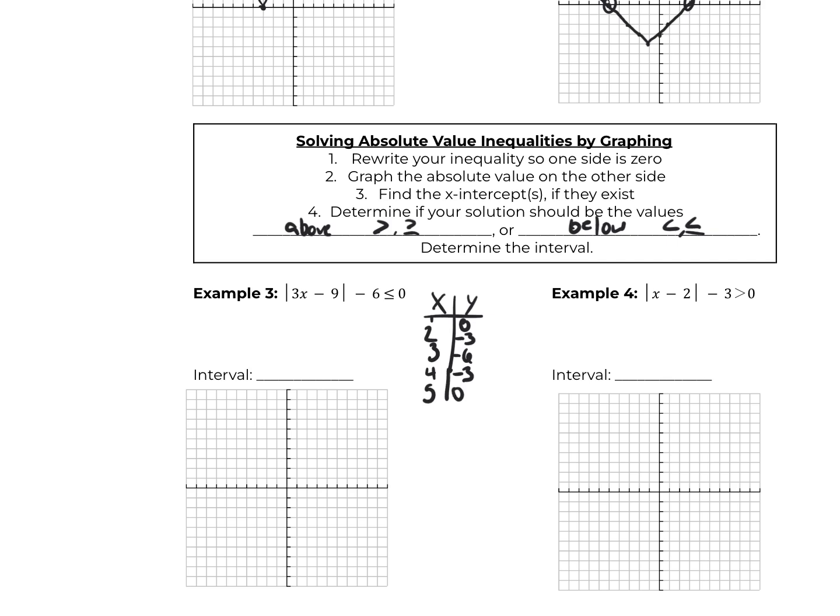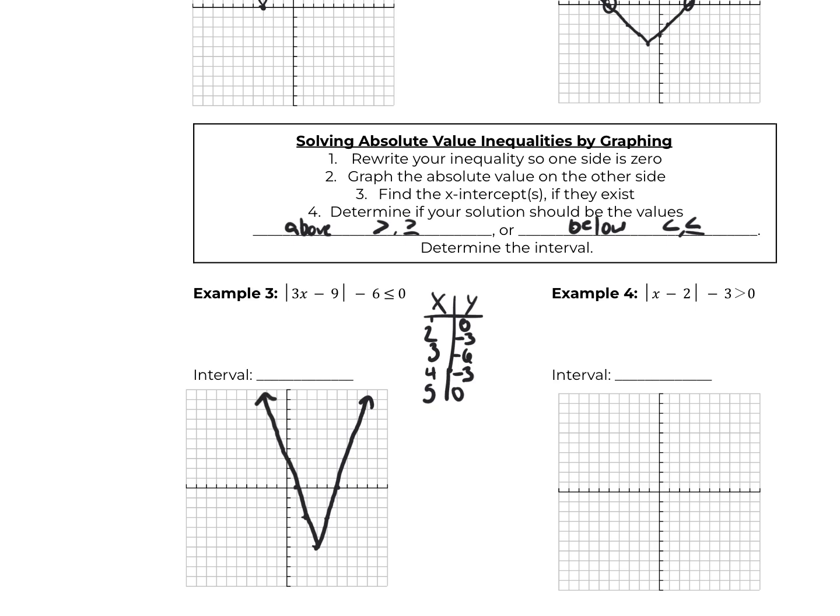So let's plot those points. 1, 0, 2, negative 3, 3, negative 6, 4, negative 3, 5, 0. And so our graph is going to look like this. And then we can just keep it going up like that. So our graph looks like that.